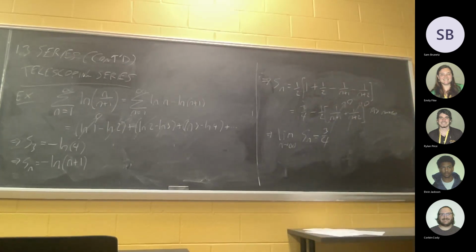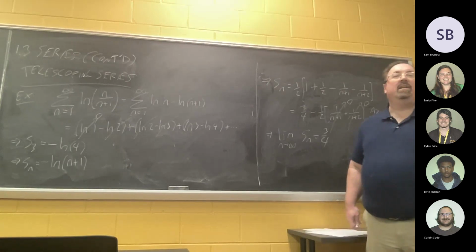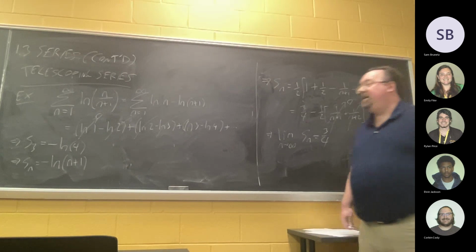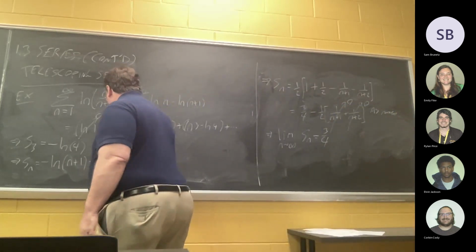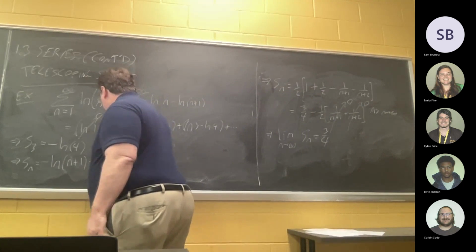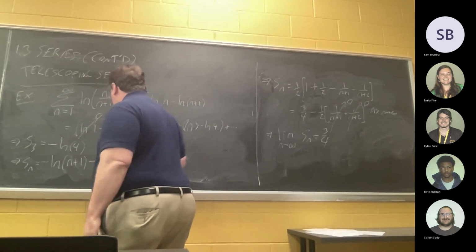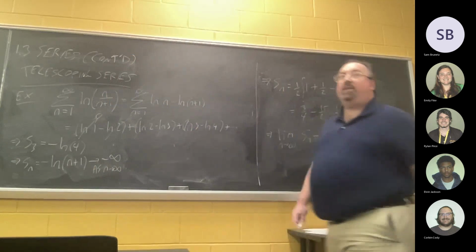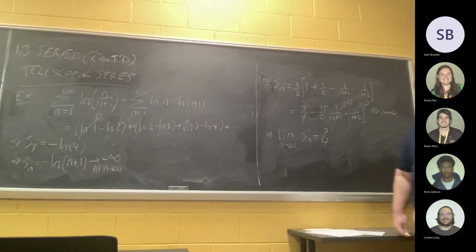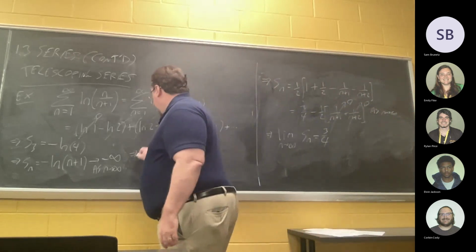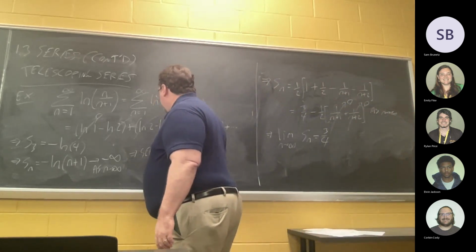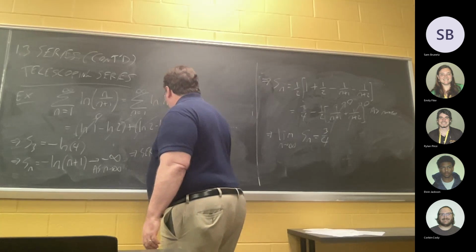What happens to that as n goes to infinity? It goes to minus infinity. Slowly, but it does. So the sequence of partial sums does not converge, it becomes infinite. So we say that the series diverges.